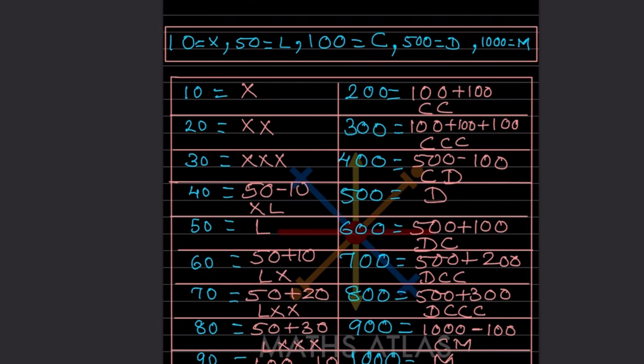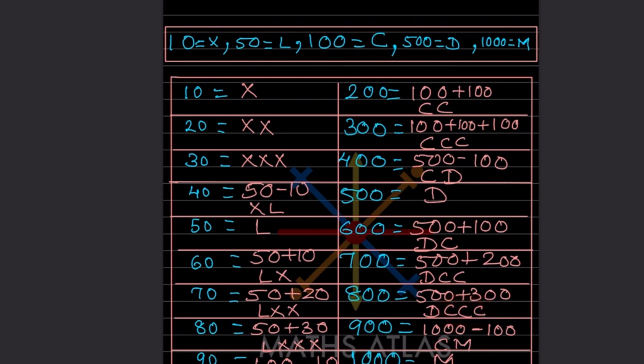So DC. Again 700 you can write 500 plus 200. 200 you know that is CC, or you can just write 500 plus 100 plus 100. So you know 500 is D, and 100 is C, and again the 100 is C. Okay, anyways you can write it. Again for 800, 500 plus 300, you can also write this as 500 plus 100 plus 100, as we did for 70, 80 and all that. Okay, so it is going to be DCCC.